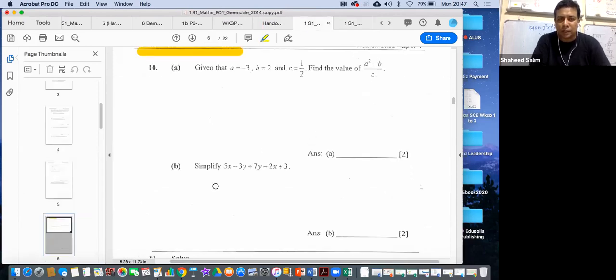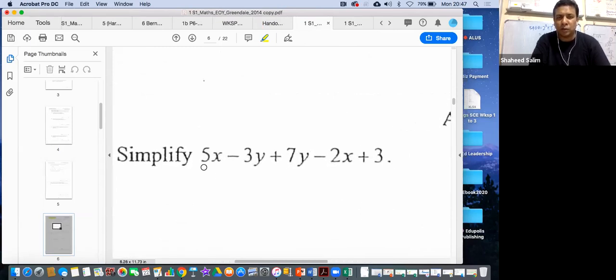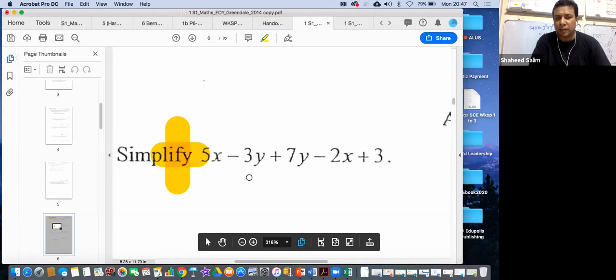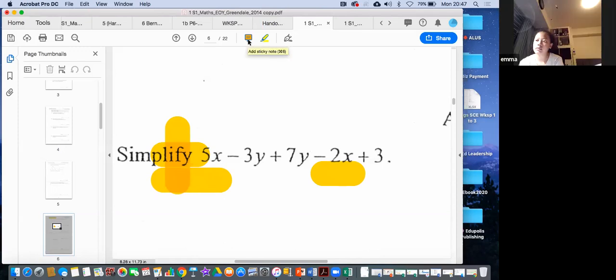So let us see. Remember to always look at the sign in front. In front of 5 is a plus sign, 5x. 3y is minus. So let us collect all the x together. You have $5, you owe $2. Or you owe $3. You got 3x?